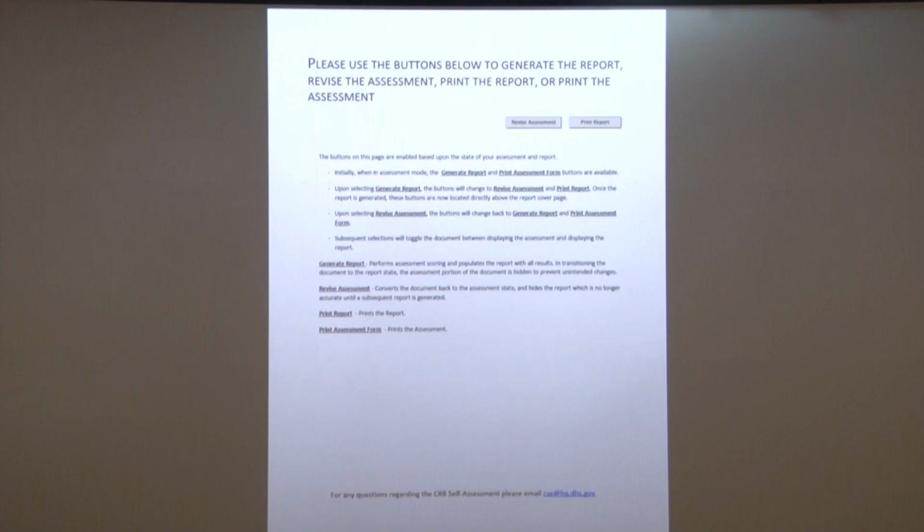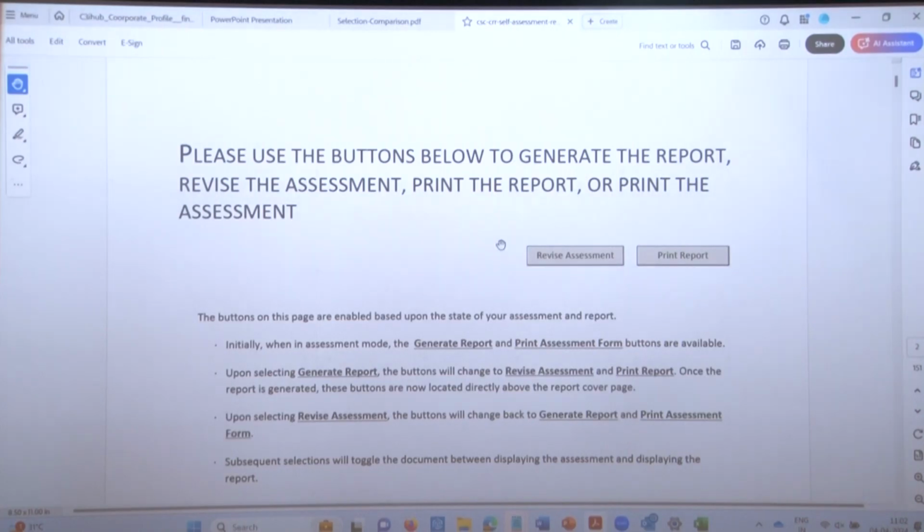So they have a redesigned PDF file that you can download. I have made it available on the class website, where you can actually fill in things. For example, you can see that we have these buttons, which allow you to do a revision of the assessment, or print the report. The report gets automatically generated by the program, the scripts embedded into the PDF.